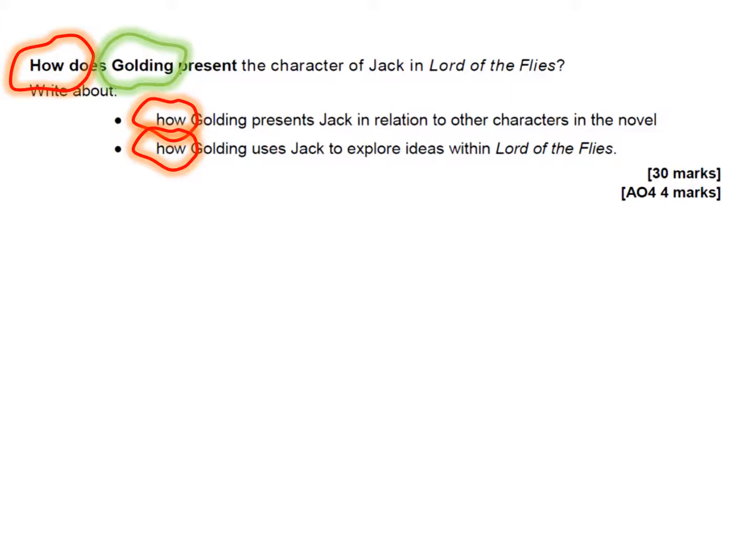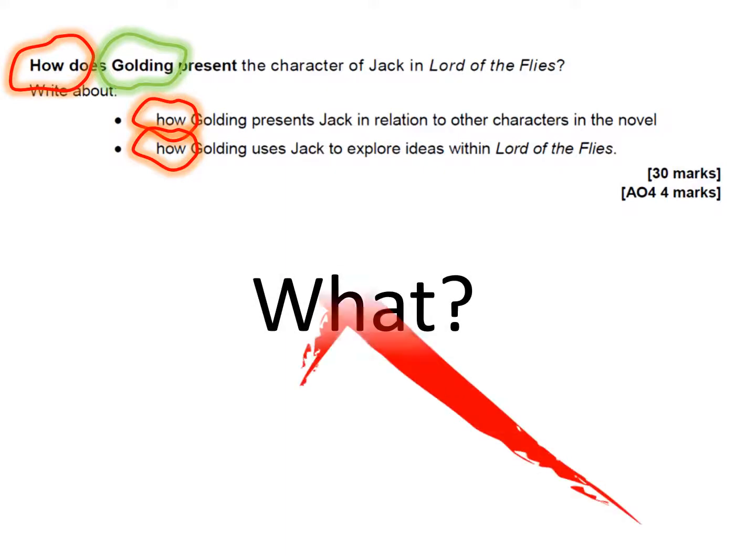And for that reason, Golding will almost certainly be in the question as well, and you'd be well advised to use the author's name in what you write. So Golding does this, Golding wants us to feel, Golding's theme is, Golding's technique is. When you do that, you're showing that you realise they're not real people. So the word what is absolutely not in the question, and it won't be. It'll be how are things done.